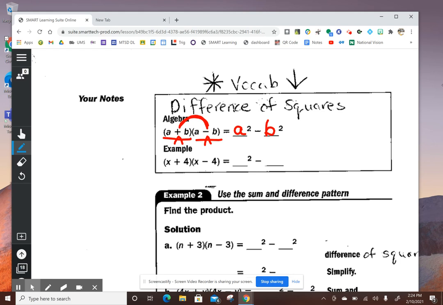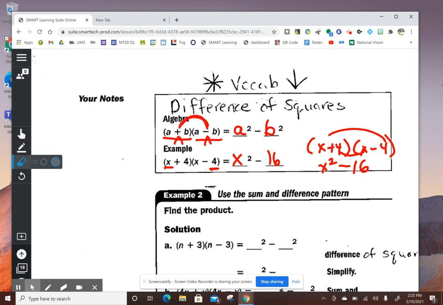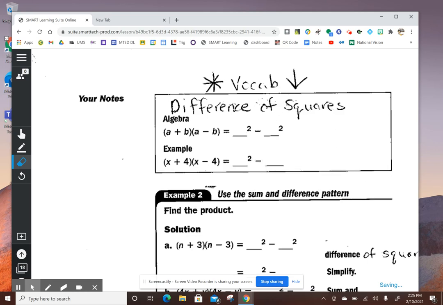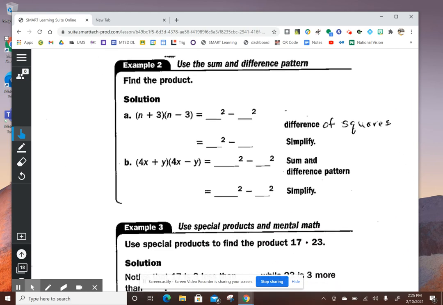So in this case, I do square of the first minus square of the last. Now, if you were to FOIL it, just to make sure I'm right, you get x squared minus 4x plus 4x. So they cancel each other out, and you get minus 16. Okay, so again, can you just FOIL this instead of remembering the pattern? Of course you can, but learning the pattern now will help you in the future.